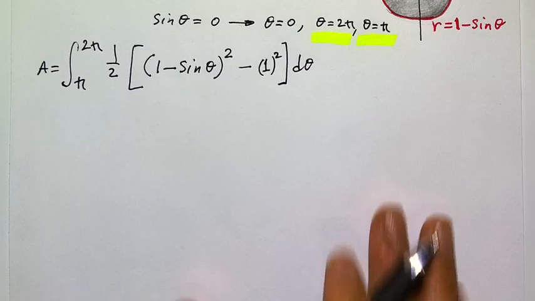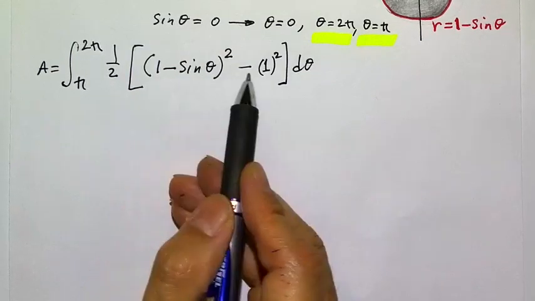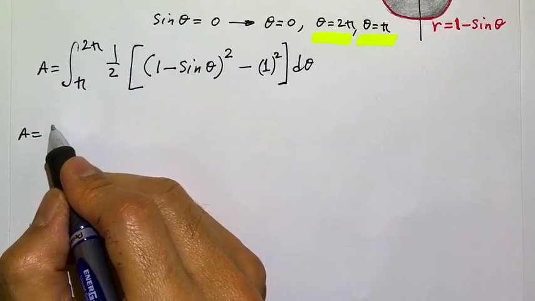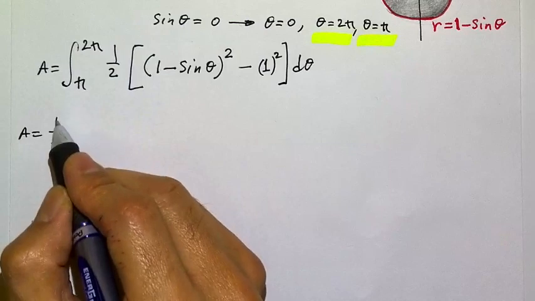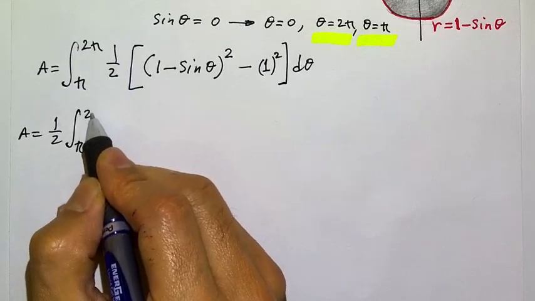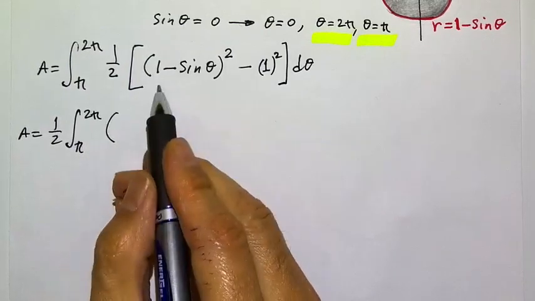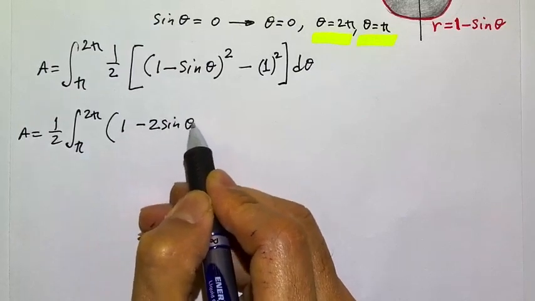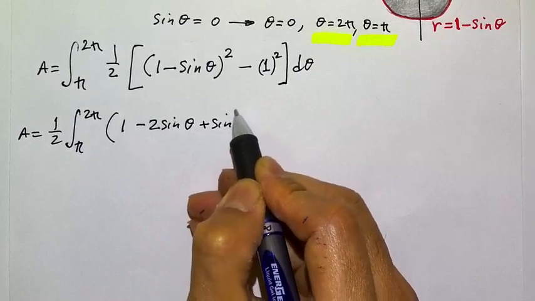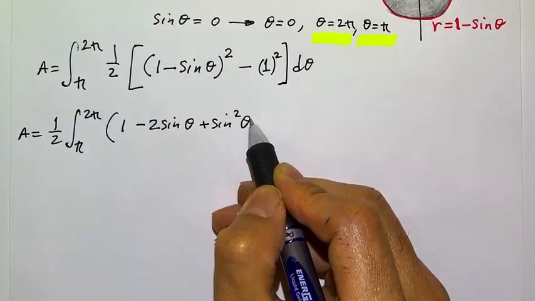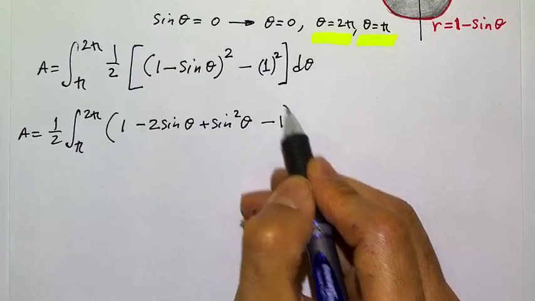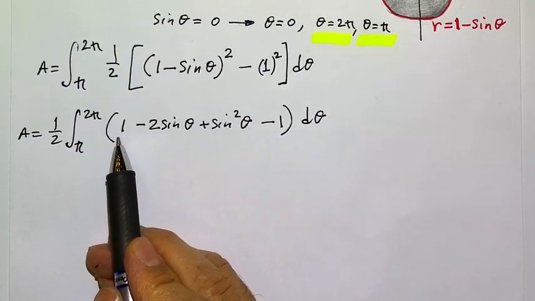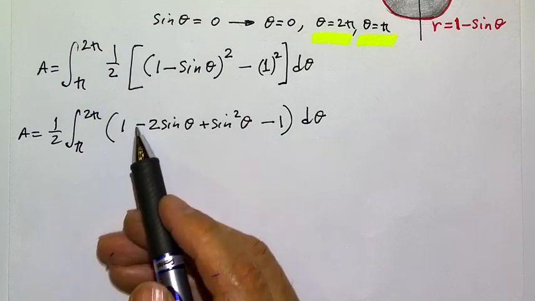Okay, so now let us expand this and simplify what we can. So we have A equals, I'm going to put the 1/2 out in front, from pi to 2 pi of 1 minus 2 sine theta plus sine squared theta, and then minus 1, right? Minus 1 d theta. Of course, this minus 1 and this positive 1 add up to 0. So what do we get?